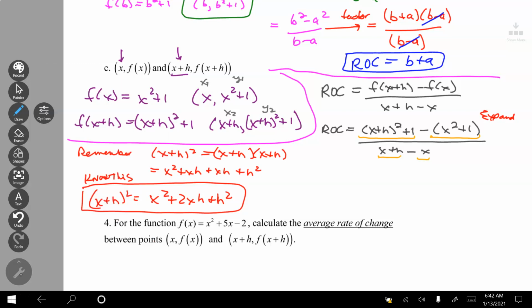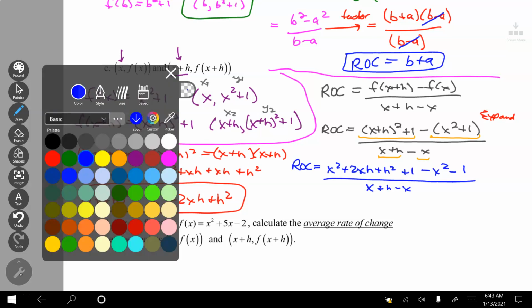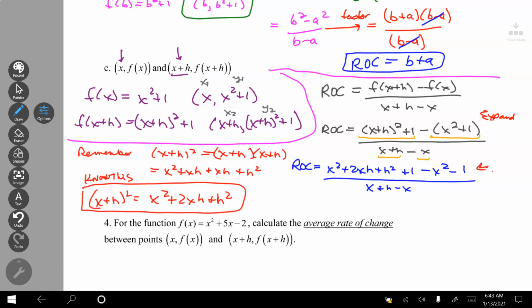So when I expand all this out, I get my rate of change is equal to x squared plus 2xh plus h squared plus 1 minus x squared minus 1, when I distribute the negative sign, over x plus h minus x. This is my favorite step coming up right now. I get to cancel things in the numerator and denominator. And I'll tell you right now, everything that does not have an h should cancel. So negative 1 does not have an h, and it's got a buddy here, 1. They cancel. Minus x squared does not have an h, it has a buddy here, x squared.